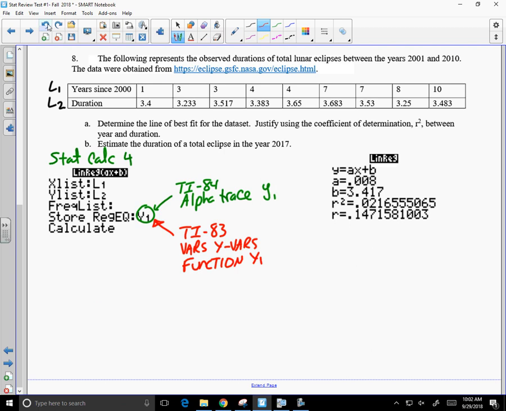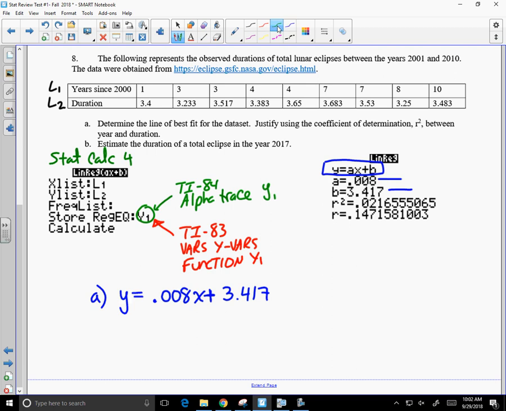It's like the most important part of this. Because it's all well and good to know that you have an equation that fits the data, but what if it's not a good equation? What if it's not a good fit? So we'd say, we have our model here, y equals ax plus b, and here's the a, here's the b. So y equals 0.008x plus 3.417.